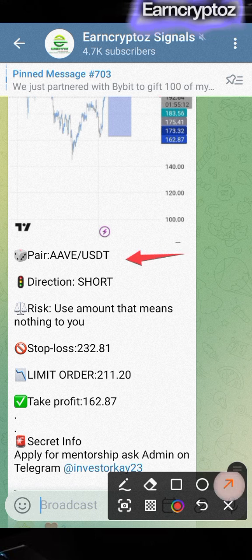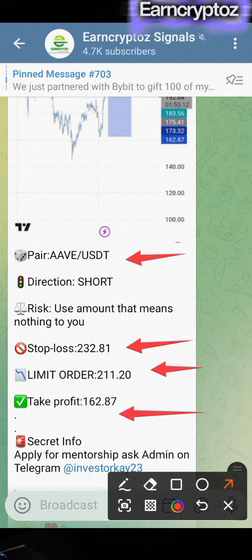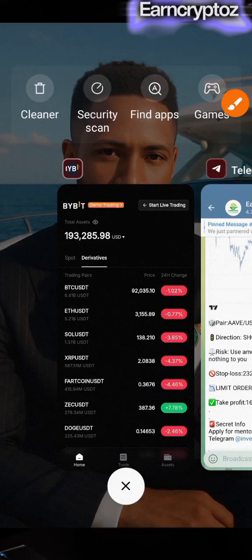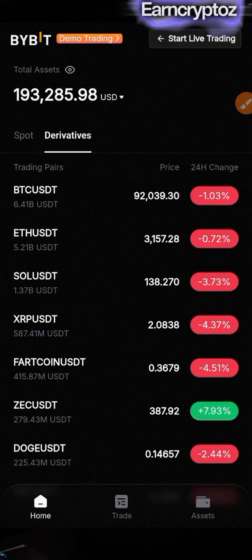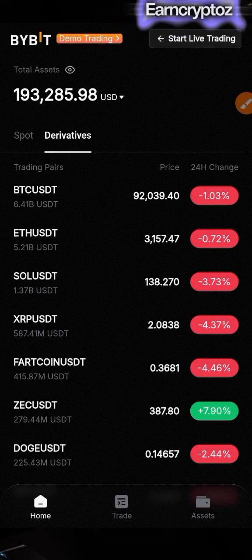Then you're going to see the entry price, which is limit order. You see the stop loss and you see the take profit. So ensure you enter all of this accurately. Okay, so let's go over to Bybit. We recommend Bybit because it's easier for new traders. All right, so let's say we want to short XRP, for example.